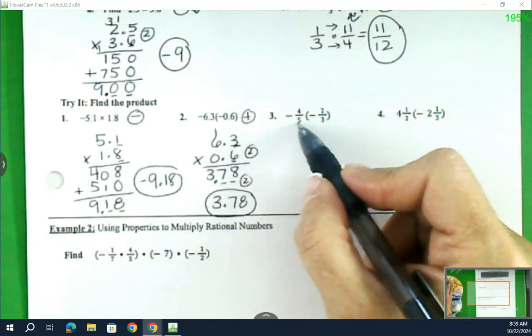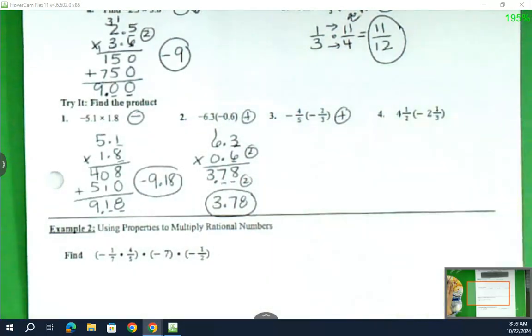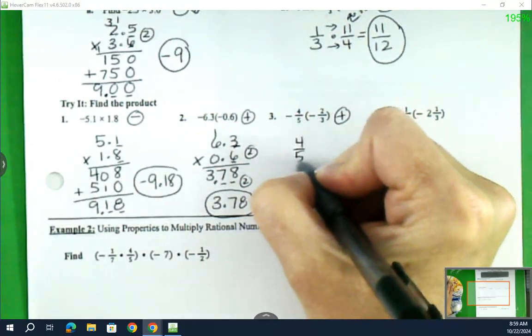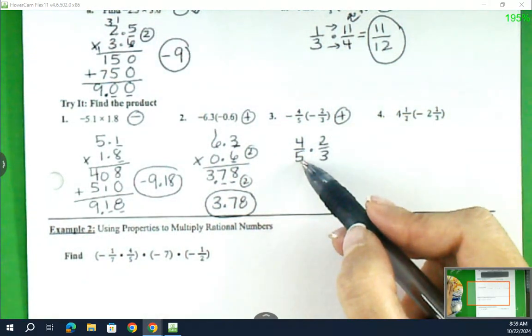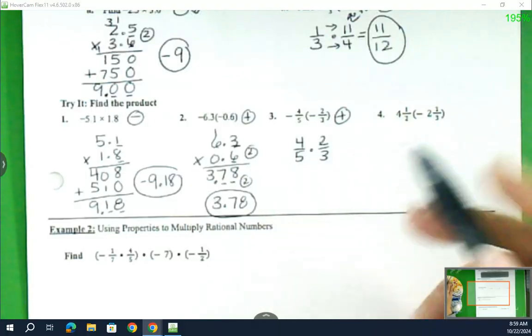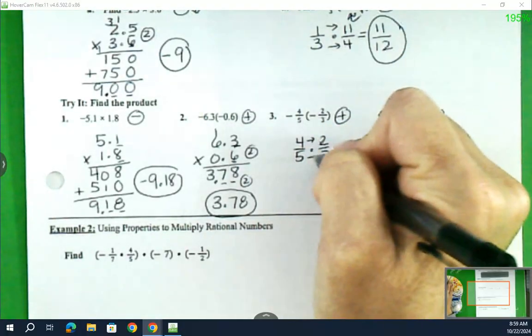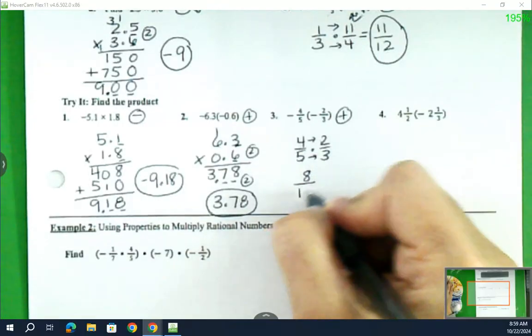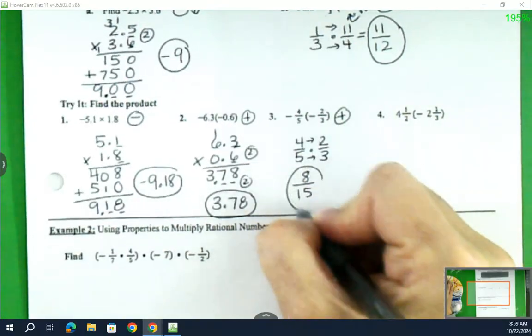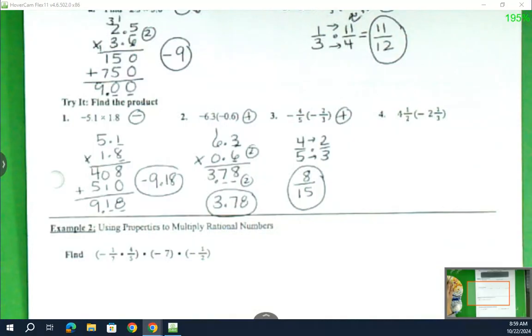Okay, number 3, we have a negative times a negative. That's a positive answer. We have 4/5 times 2/3. Again, 2 and 5 don't have common factors. Neither do 4 and 3, so we're going to multiply across. 4 times 2 is 8, and 5 times 3 is 15, and our answer is positive 8/15.